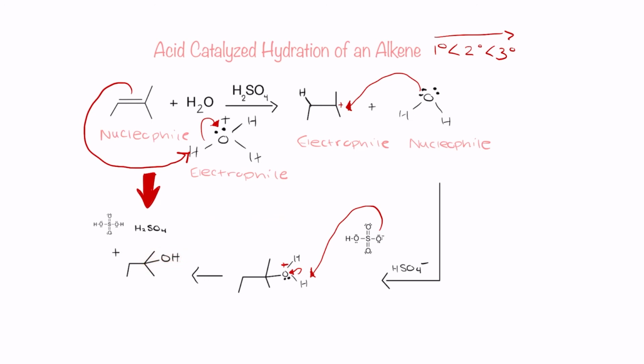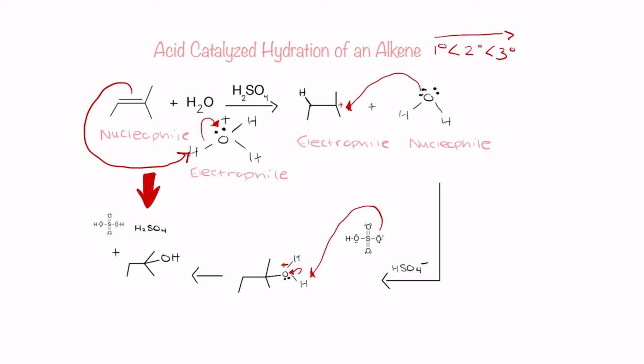And that's because if we look back to our intermediate here, it was more stable with the carbocation being on the more substituted carbon. And that's where the water molecule joined. So because it gives rise to a more stable intermediate, the product is going to be Markovnikov in the sense that that alcohol group is going to be put onto that more substituted carbon.